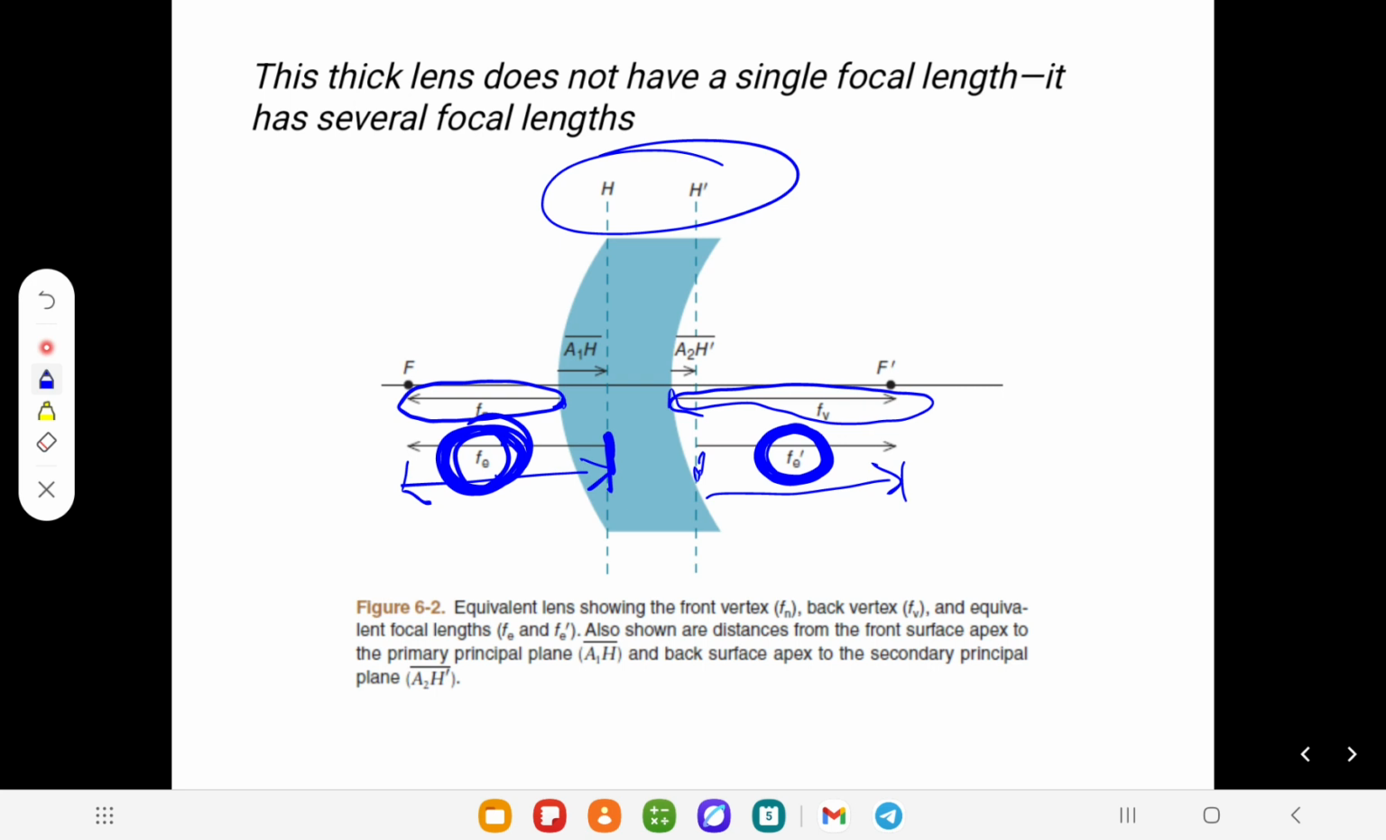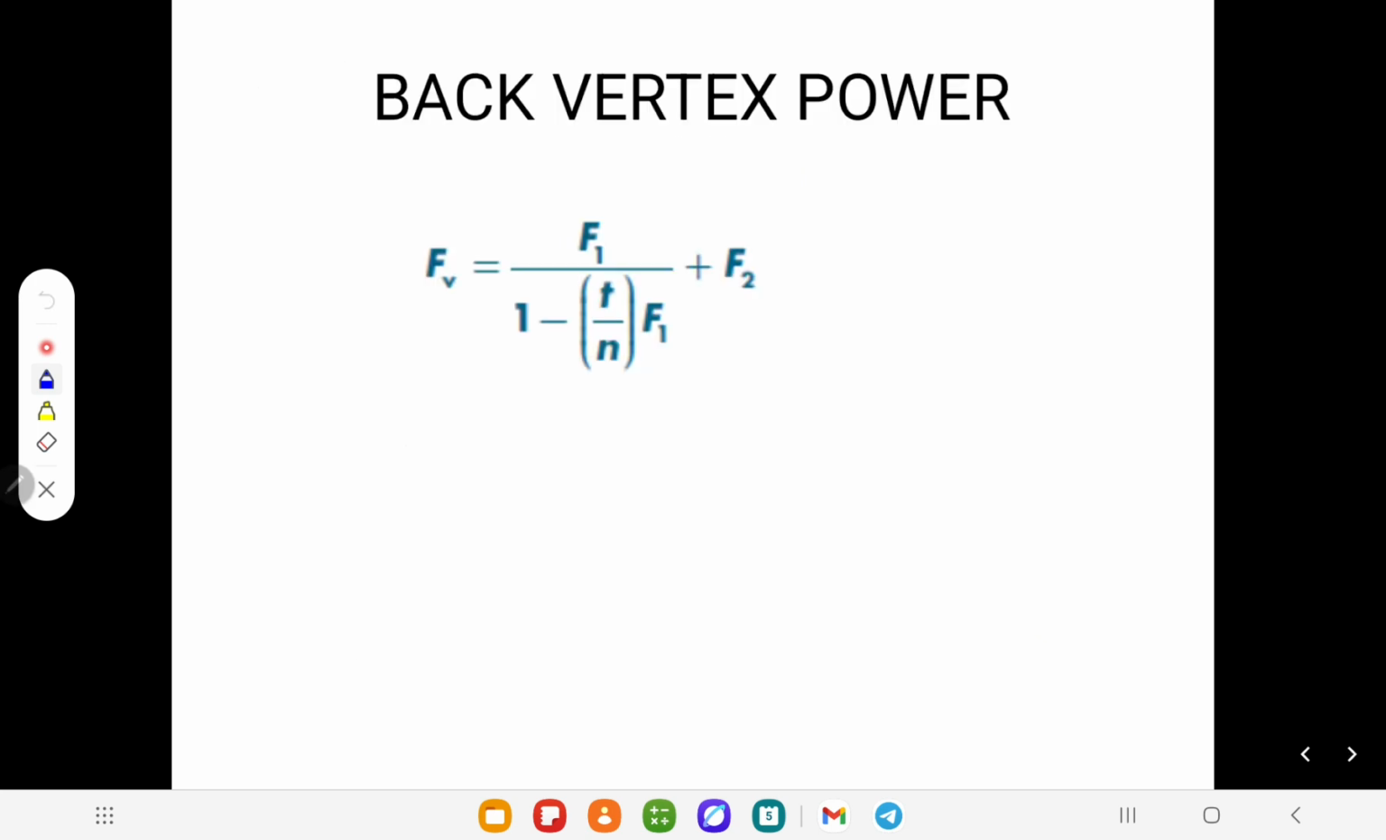So why back vertex power? Because back vertex power is taken from the back vertex, which is simply there, and which doesn't move with the lens. But the principal plane moves towards the more curved surface. So it's quite difficult to measure equivalent power. So in the clinical scenario, we use back vertex power. This is the answer. Sometimes in your viva, faculty ask this question, and you have to be confident. So let's deal with back vertex power and front vertex power.